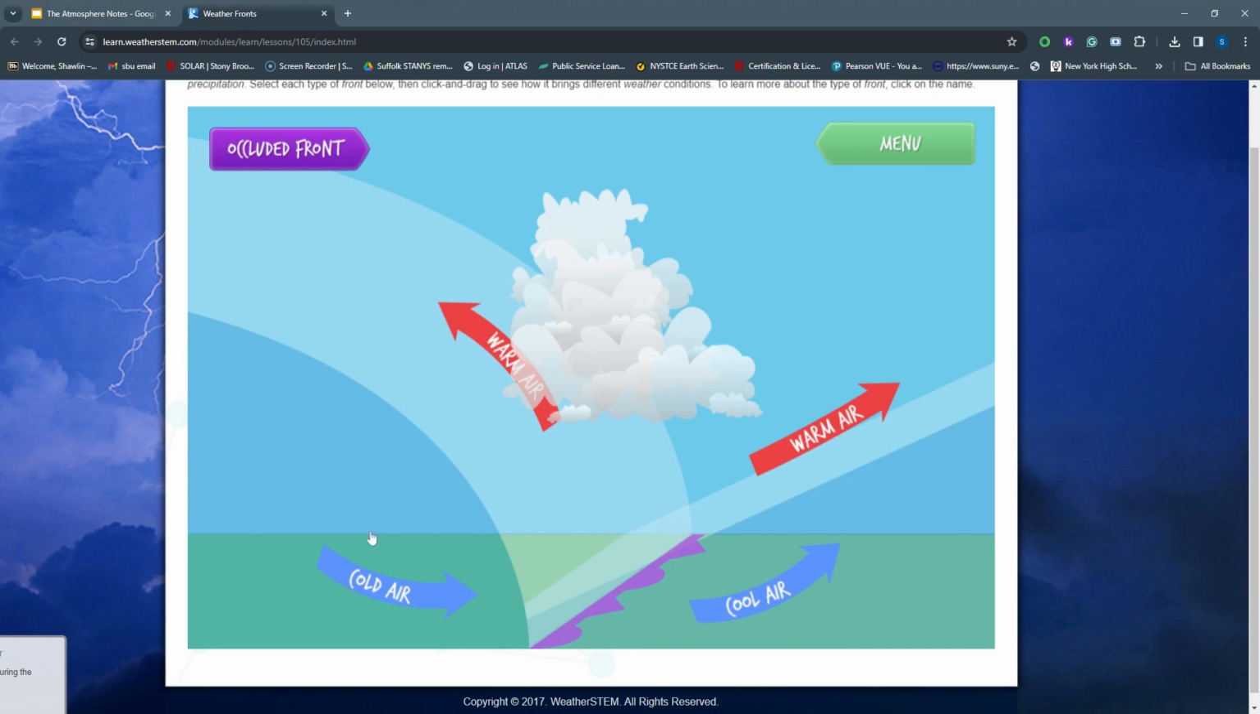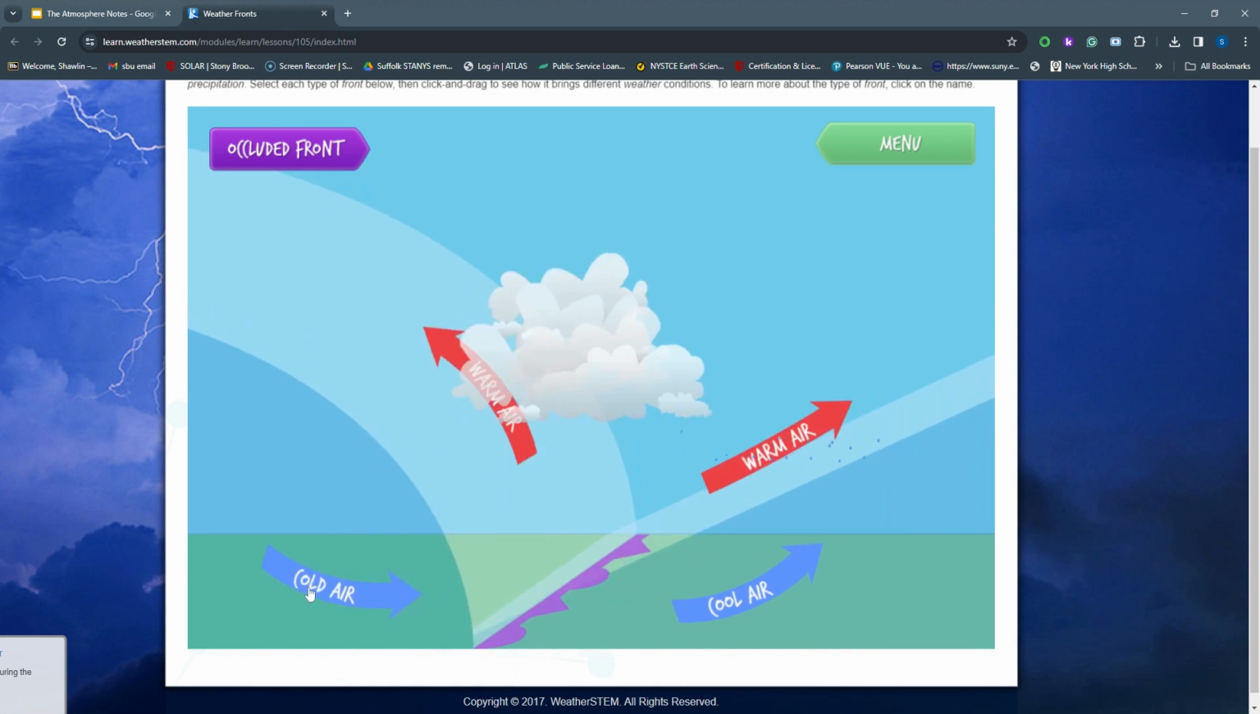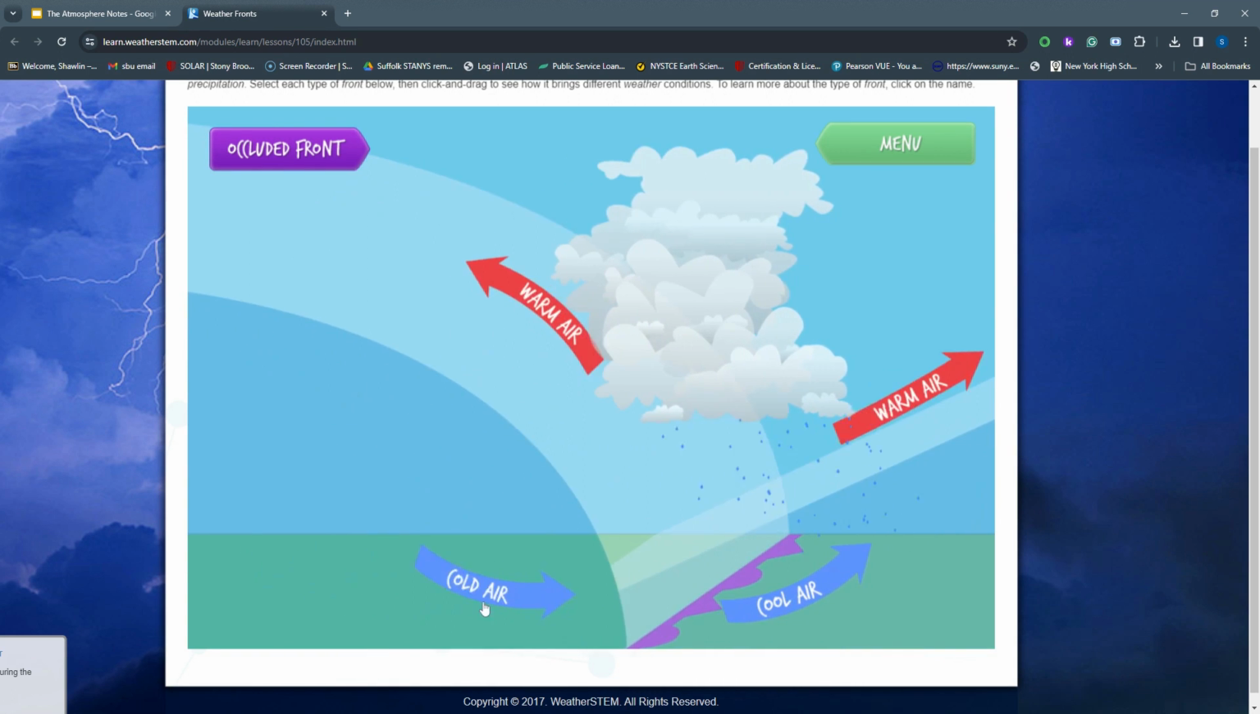You might be asked, what kind of front is on this side? That's a cold front because the cold air is pushing towards the warm air. And what about this side? Well, this is a warm front because the warm air is pushing towards the cool air. In both cases, the warm air is rising, causing clouds and rain.